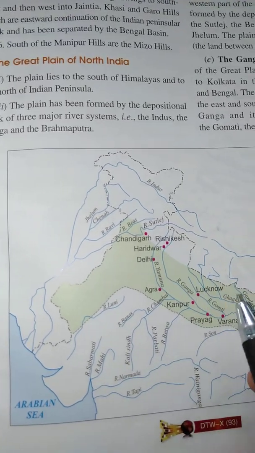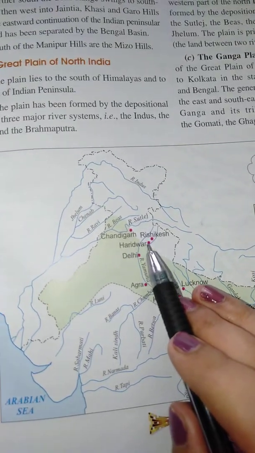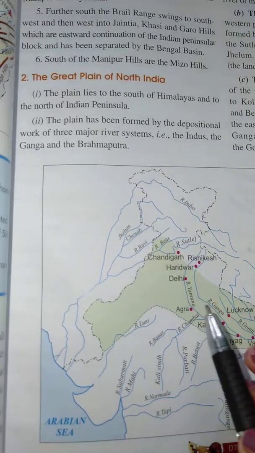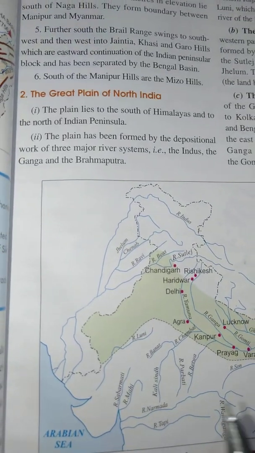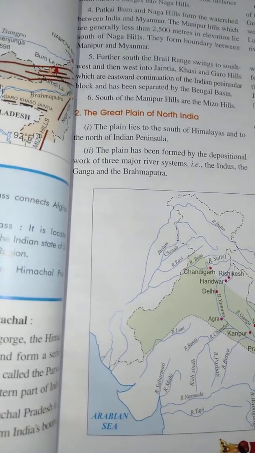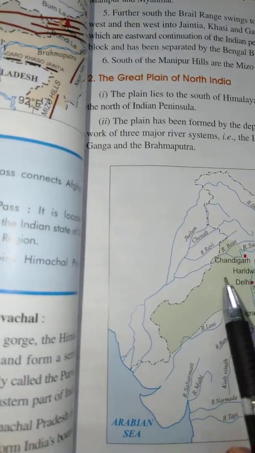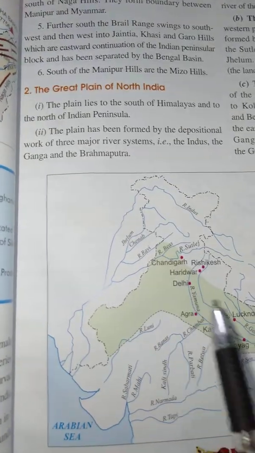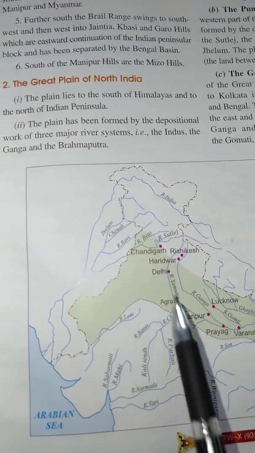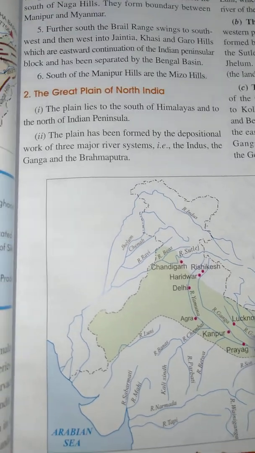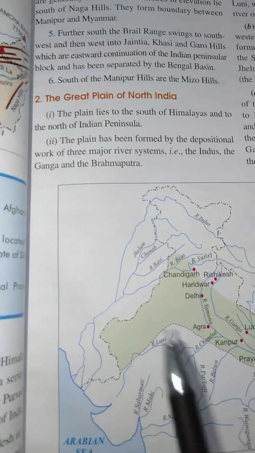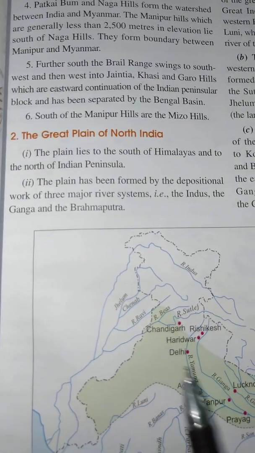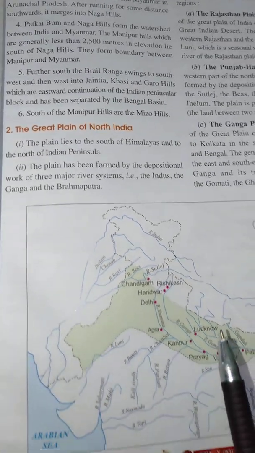Here we have the Shivalik ranges of the Himalayas, and at the end of this, at the foothills of the Himalayas, starts the Great Northern Plains of India. As the rivers come down from the Himalayas, they deposit and flow down in these plains. Hence, these plains are very fertile, and alluvial soil is present in them, which makes them very suitable for agriculture. So we call them the Great Plains of North India.